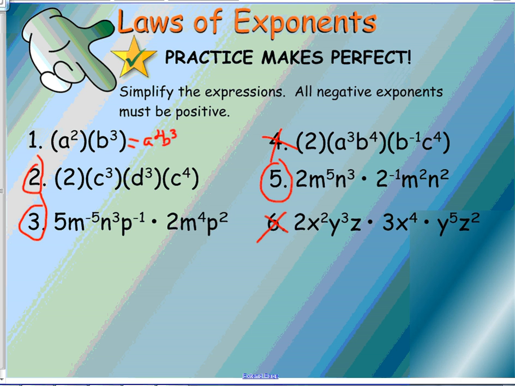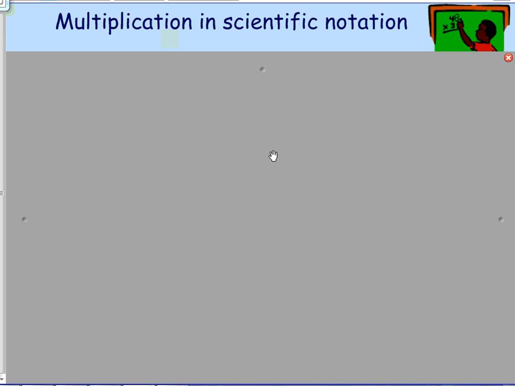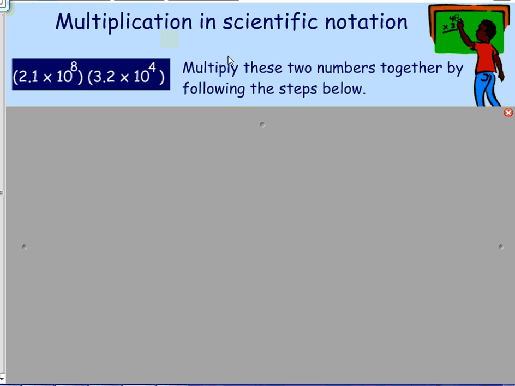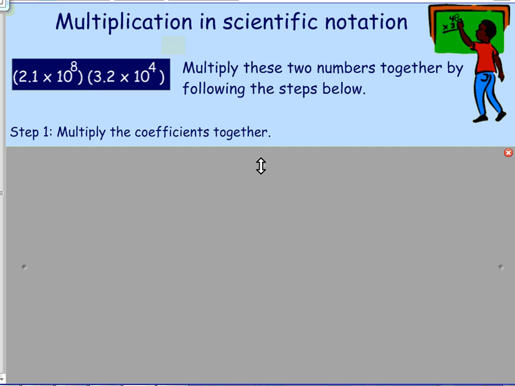As I said earlier, the second part of our lesson is going to be using this multiplication idea, dealing with scientific notation. So multiplication in scientific notation, which you had a brief intro to in yesterday's lesson, is we just have to multiply the two numbers together by following the steps below. In this case, we have 2.1 times 10 to the 8th power times 3.2 times 10 to the 4th power. First step, multiply the coefficients together. Our coefficients in this case are 2.1 and 3.2.